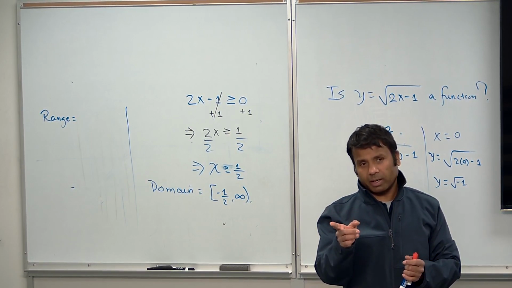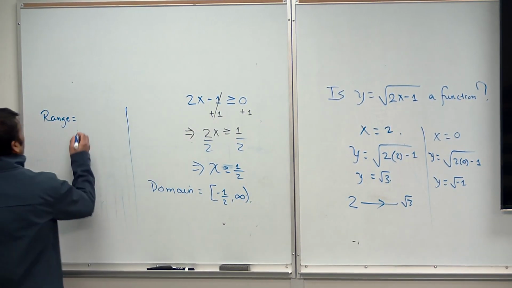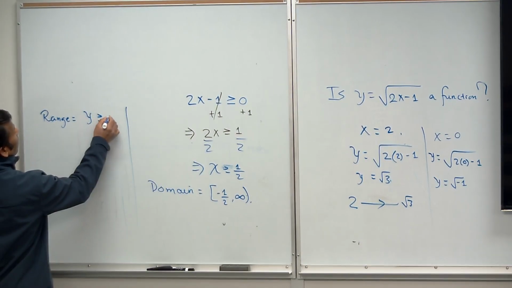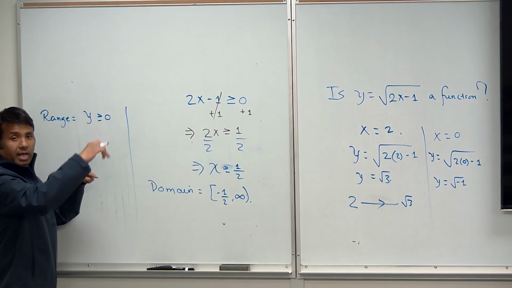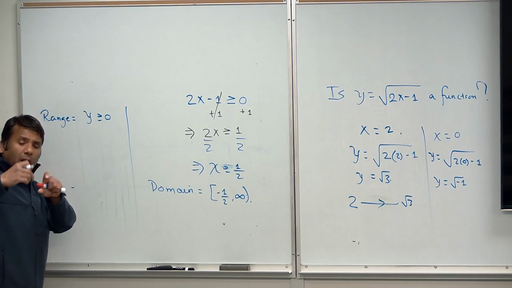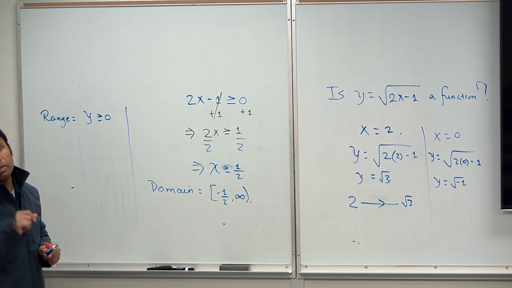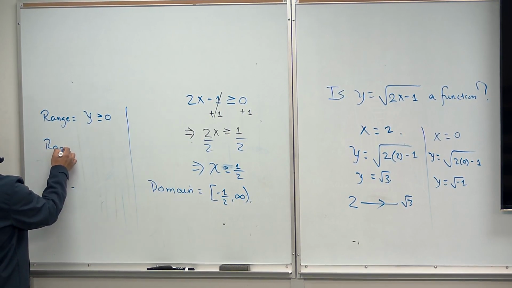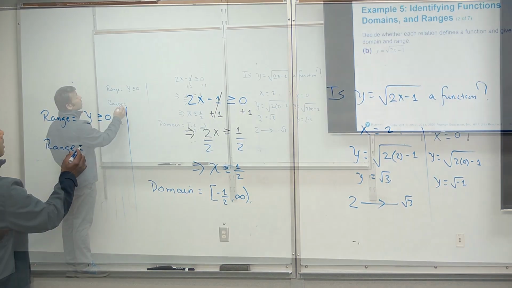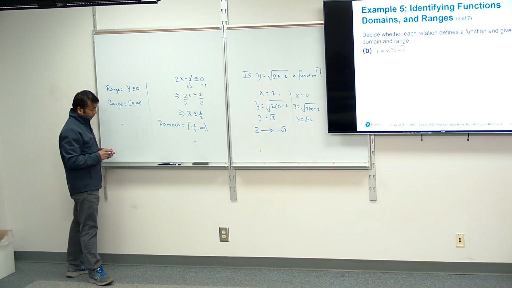You see what I'm talking? So now the range is, you say y greater or equal to 0. Because y is what? The square root of 2x minus 1, right? If you take a square root of some number, it cannot be what? Negative. It is either 0 or positive. So that's why the range, if you want to write it in interval notation, is going to be 0 comma positive infinity.